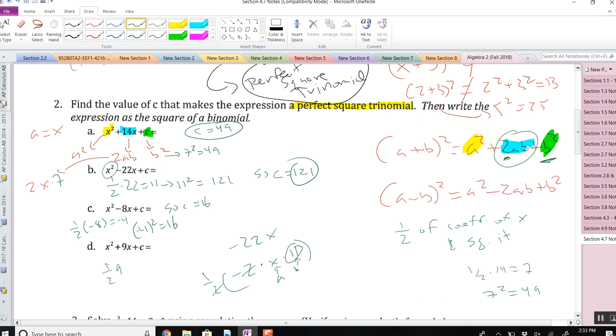Half of 9, this is going to be a little weird, is 9 over 2. 9 over 2 squared is 81 over 4. So c equals 81 over 4. Now, why do we care about this?